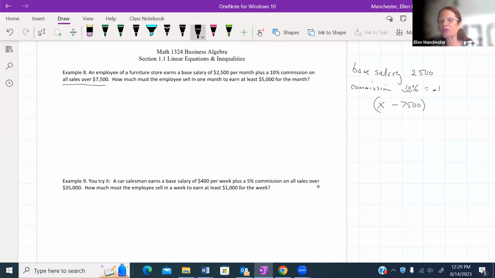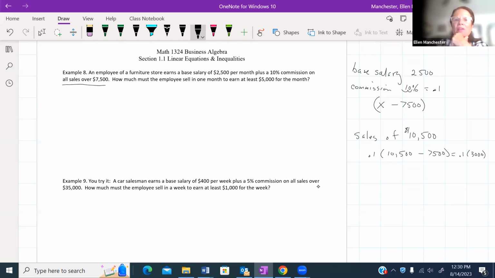So it's your sales minus 7,500. Here's an example. Let's say you have sales of 10,500. That's how much you made. Well, your 10% commission is only going to be on the 10,500 minus the 7,500. So you are only going to get commission on $3,000, everything over and above 7,500. That's why you have to take away the 7,500.